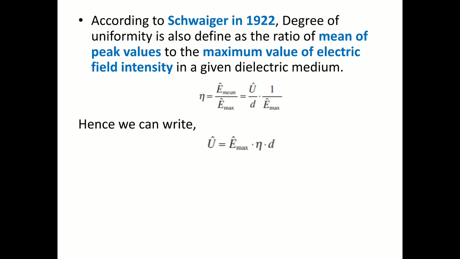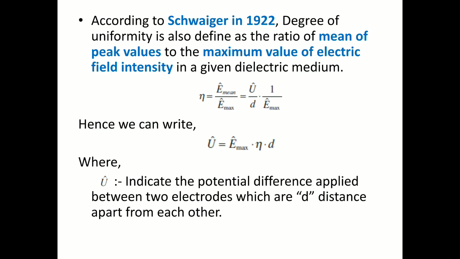So it is going to be equal to U by D, where U is the potential difference applied between those two electrodes, and D is the distance between those two electrodes. So this is the another aspect to define the concept of degree of uniformity.